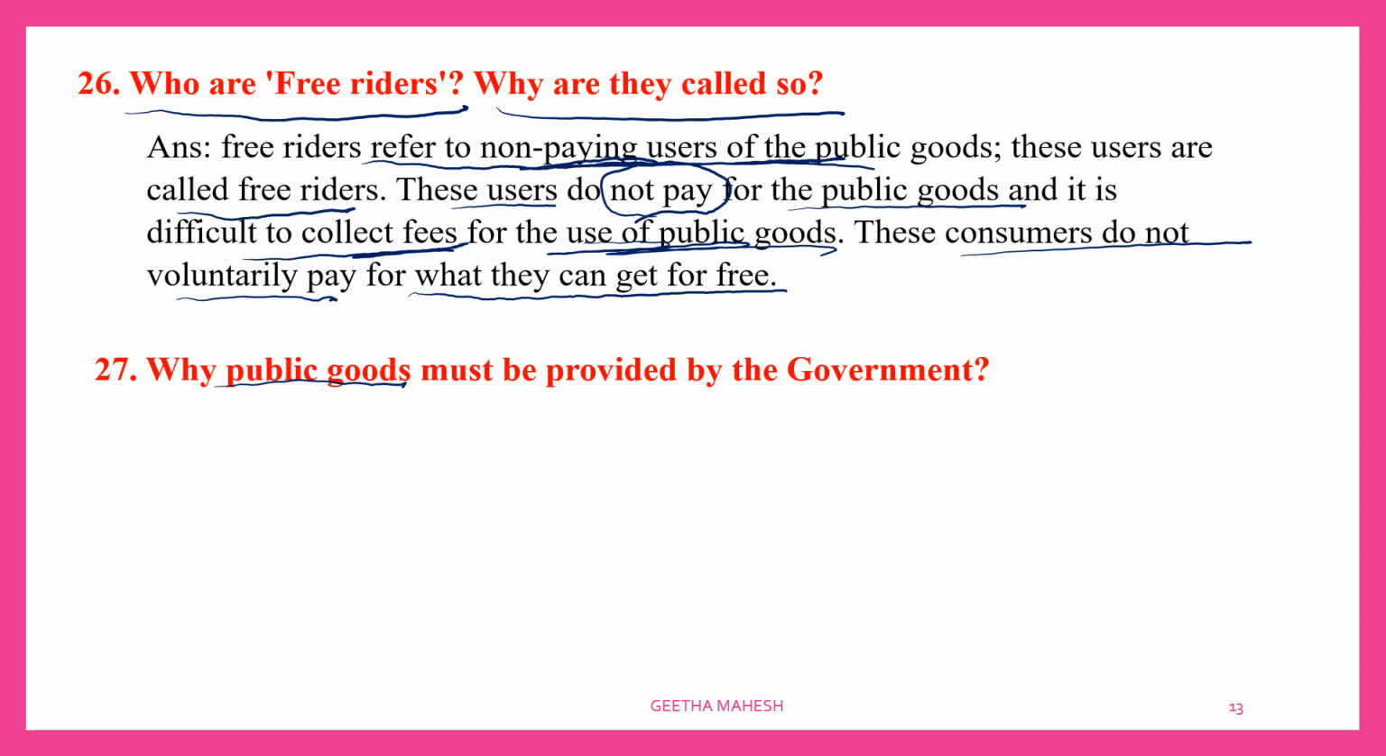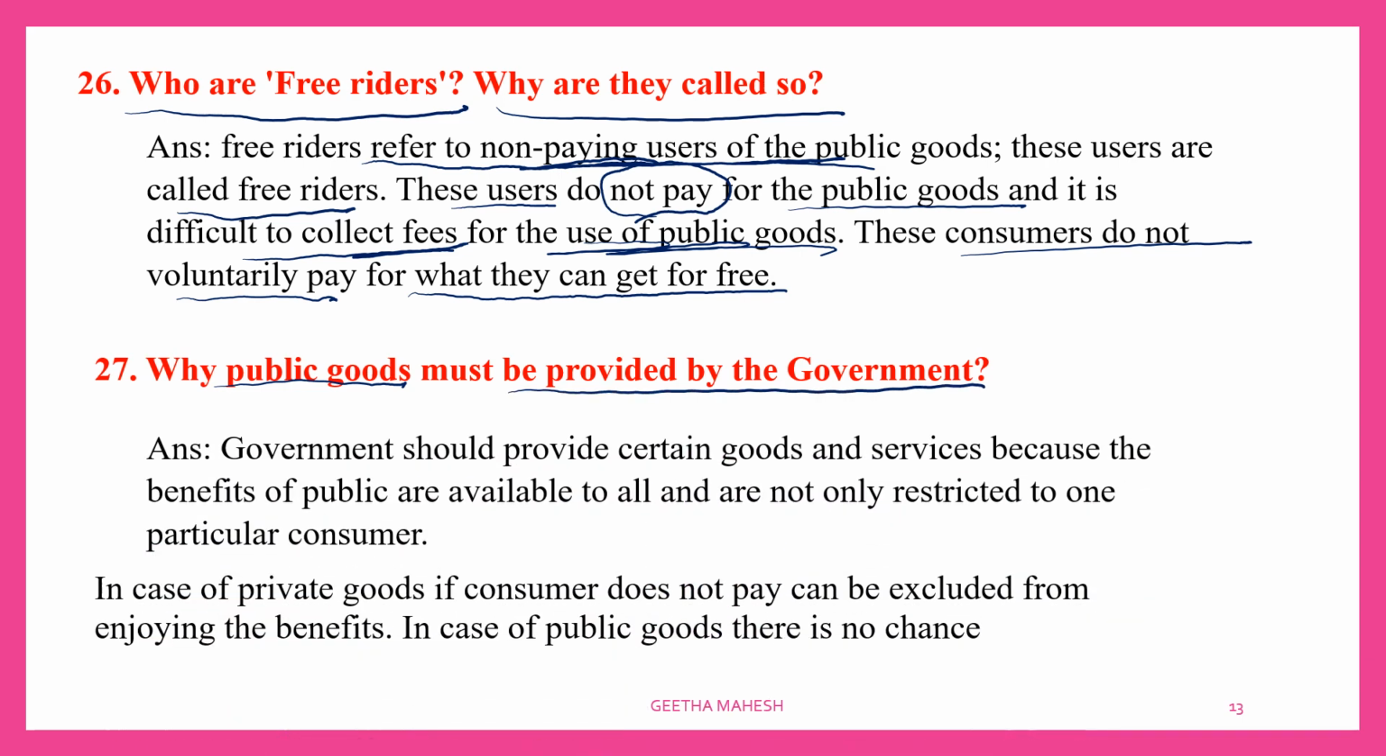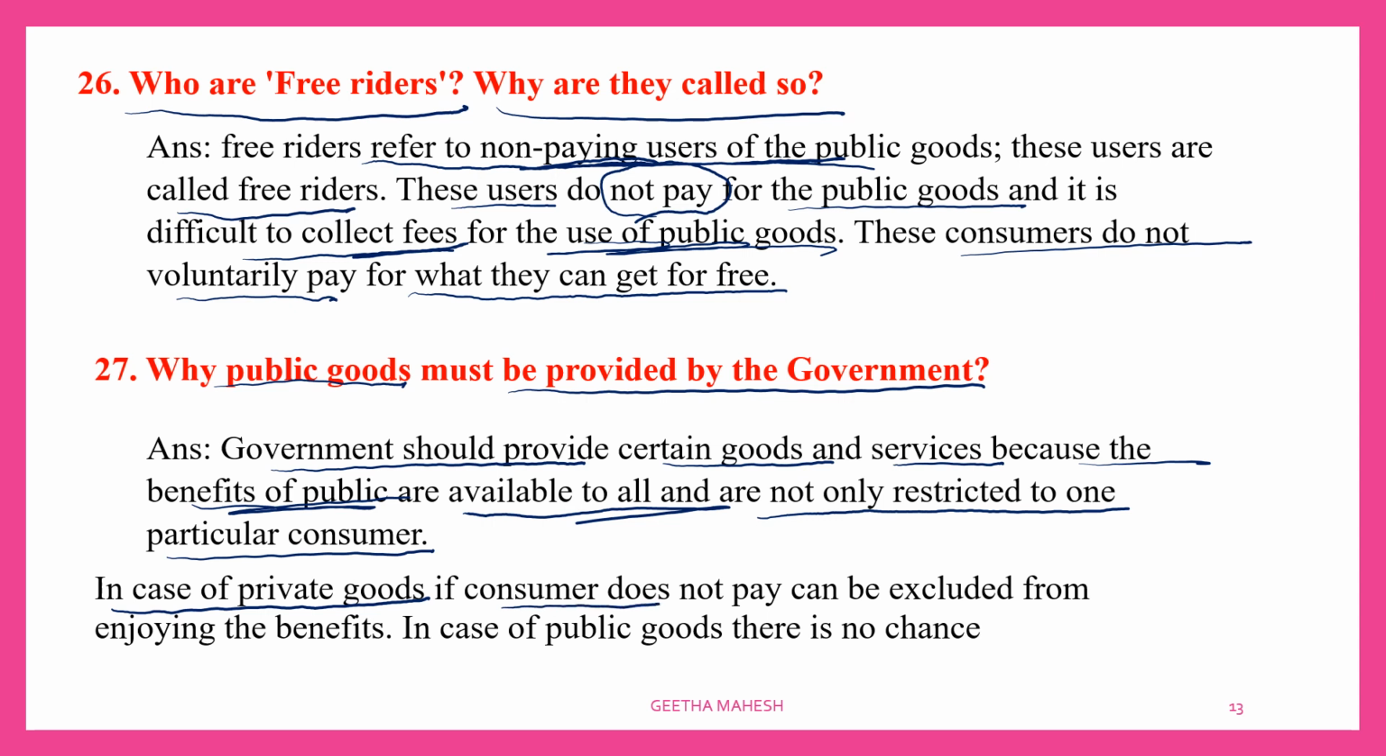Why must public goods be provided by the government? Government should provide certain goods and services because the benefits of public goods are available to all and are not restricted to a particular consumer. In the case of private goods, if consumers do not pay, they can be excluded from enjoying the benefits. In the case of public goods, there is no such chance. For this purpose, government has to provide public goods.